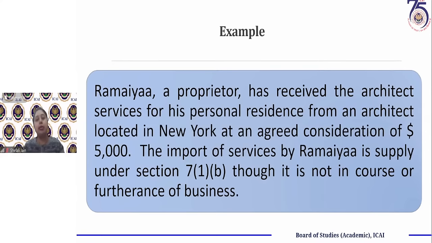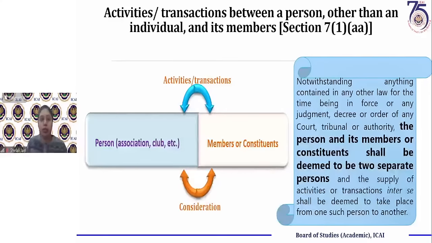Still, we call this transaction supply, because Section 7(1)(b) says that it will be considered as supply. It is an exception to the definition of supply. Otherwise, for supply, all three conditions have to be satisfied. But this is the first exception, which gives an exception to the condition of business purpose. So import of services by Ramaya is supply under Section 7(1)(b), though it is not in course or furtherance of business. Let us see some queries before moving further.